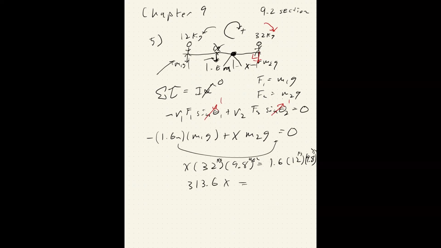Equals, so now I'm going to do this whole thing. So 1.6 times 12 times 9.8. And if I do that out, I get 188.16. So now I'm going to divide both sides by 313.6. X comes out to be 0.60 meters.